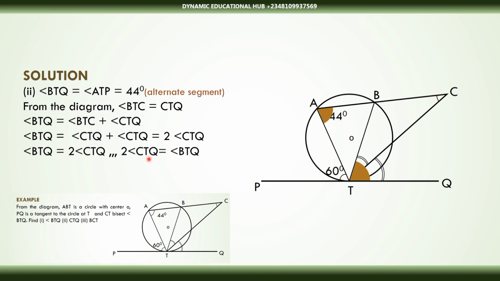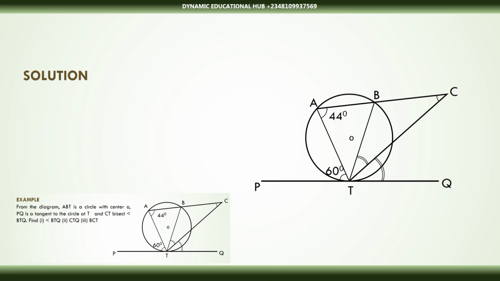If you rewrite this, writing this first before your equal sign, you can get 2 multiplied by angle CTQ will give us angle BTQ. To find the value of CTQ, we divide both sides by 2. So we have BTQ divided by 2. What is BTQ? Which is 44 degrees divided by 2. That will give us 22. So we have gotten the value of angle CTQ.